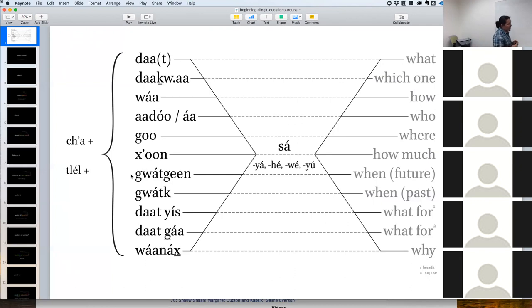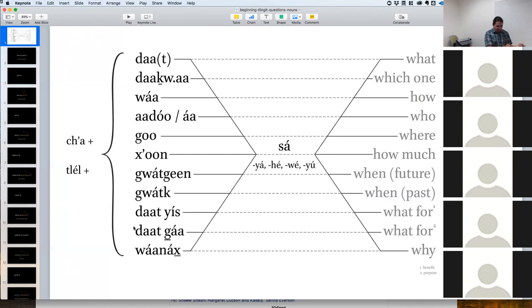Quatkinsa. And if you're from Yakutat, gutkinsa. When in the future? Specify when in the past, and you have to pick one or the other. Gwatksa. You're from Yakutat, gutksa.